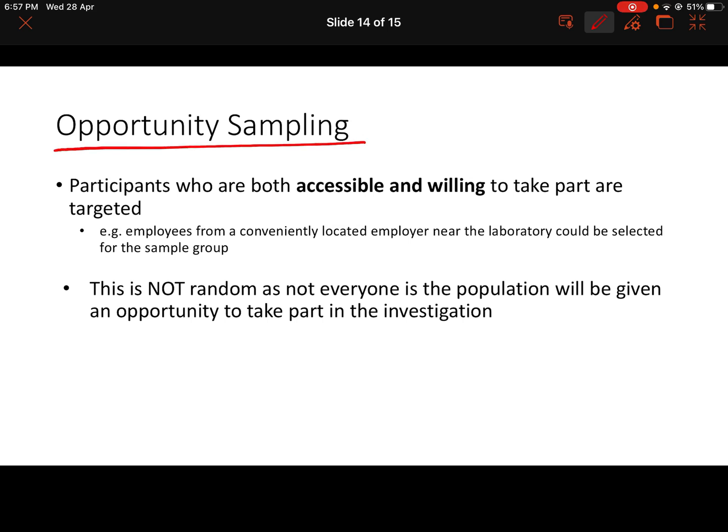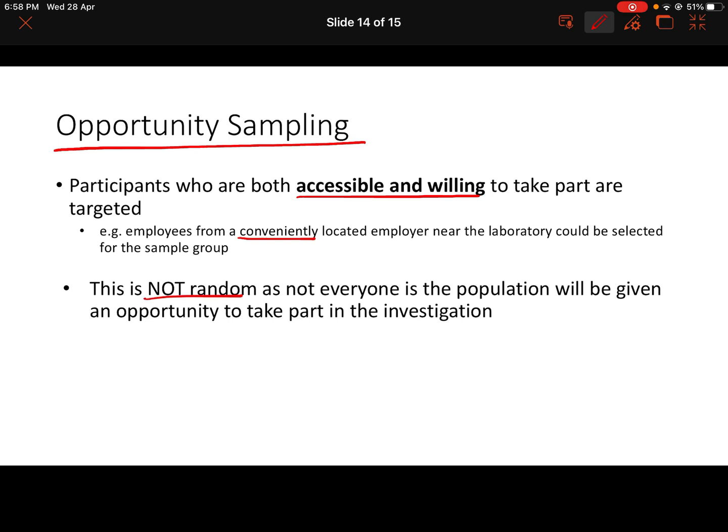Opportunity sampling is exactly as the name suggests. This is where we're using participants who are accessible and willing to take part. They're basically convenient. You know, the opportunity is there for them to take part. So it's really just using whoever is there and happy to participate. So it could be the first 20 students who arrive at school that day. It could be shoppers who happen to be at that shopping mall on the day that the researchers are there. It's basically whoever is convenient and willing to participate.